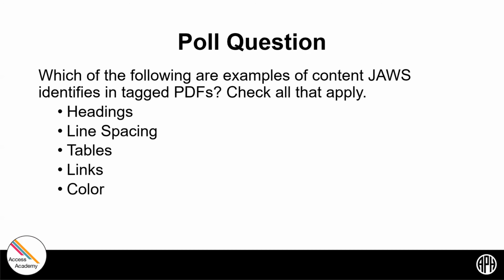All right, so while we're looking for that document, I can go ahead and share the results of the poll. For the question, which of the following are examples of content JAWS identifies in tagged PDFs? You said that JAWS can identify headings, 98% of you said that. 95% said tables. 100% said links. 17% said line spacing, and only 9% said color. Elizabeth, what were the correct responses for this question? Headings, tables, and links. Great. Awesome. I'm going to end polling.